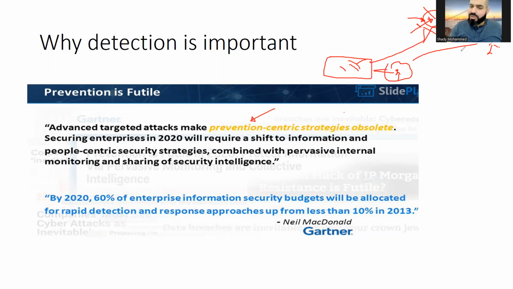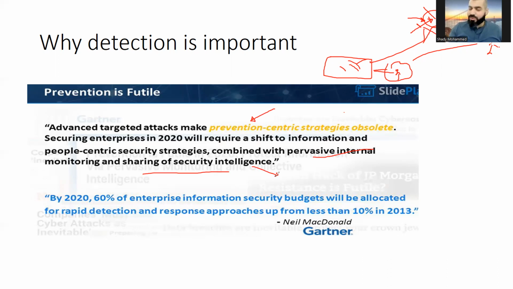So that's what he means by obsolete. Obsolete here means we don't have to throw it in the garbage and never use it again. It means only prevention technology is not going to work. We need to combine prevention technology with pervasive internal monitoring and sharing of security intelligence. And I will talk about security intelligence in a very brief way later on when we take some rest.